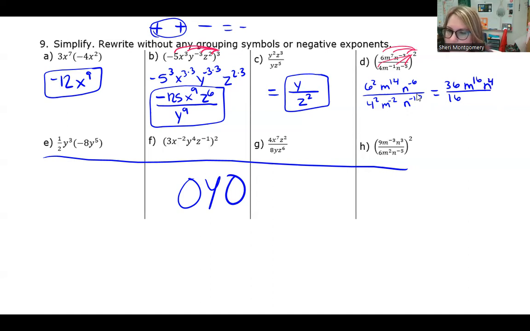Can 36 over 16 reduce? They're both even, so I know they can at least reduce by 2. But is there a bigger number that can go into 36 and 16? There's a bigger number than 2. Three doesn't go into both of them. 6 doesn't go into both of them. What number goes into both 36 and 16? 4. So 4 goes into 36 9 times. 4 goes into 16 4 times.